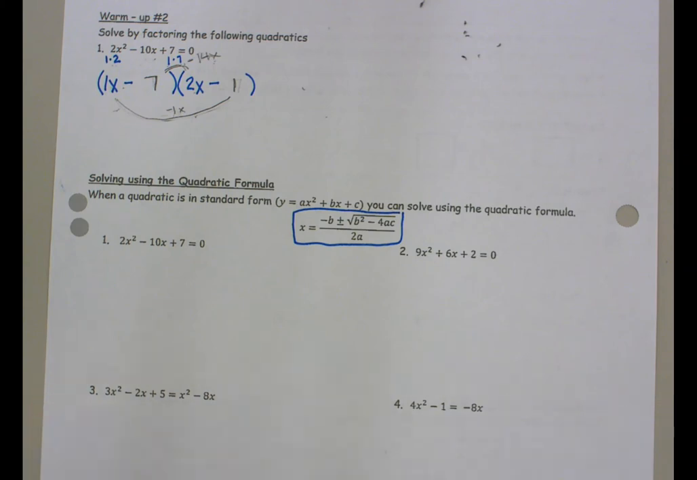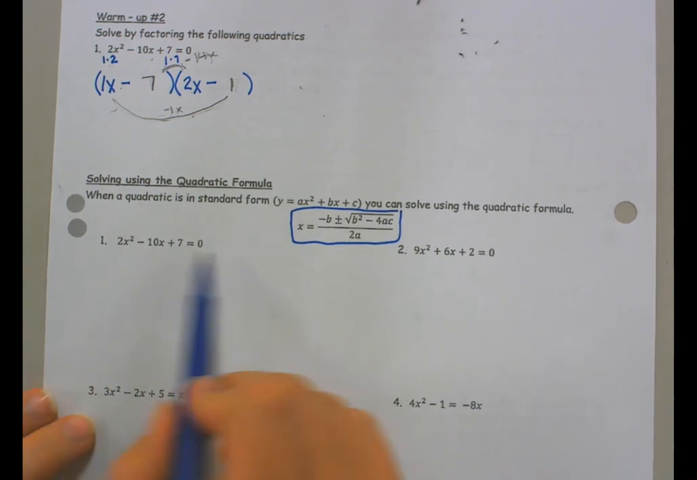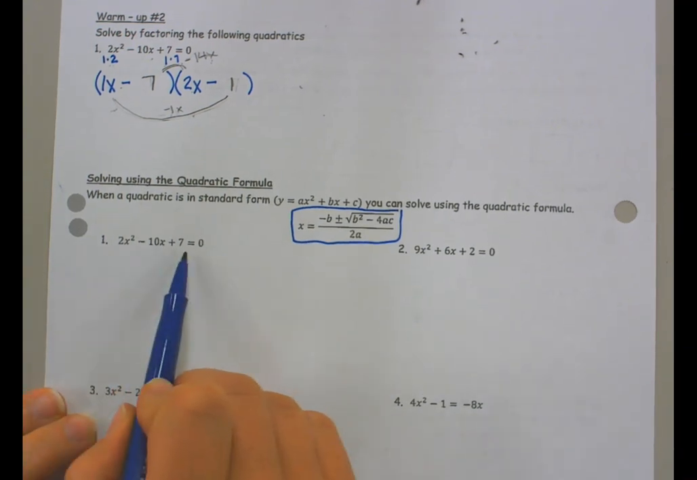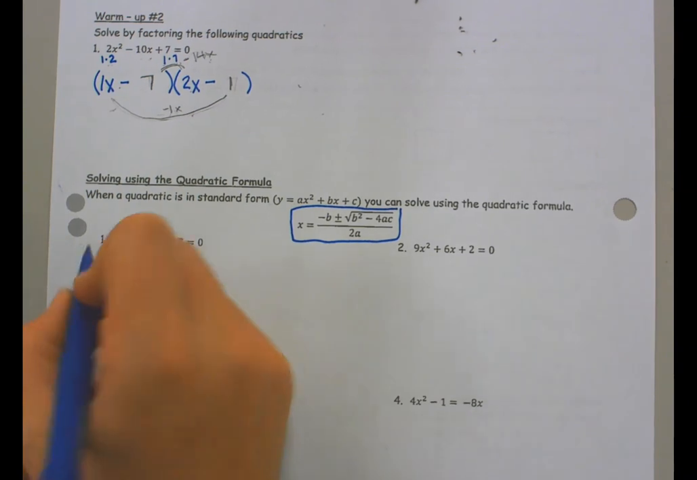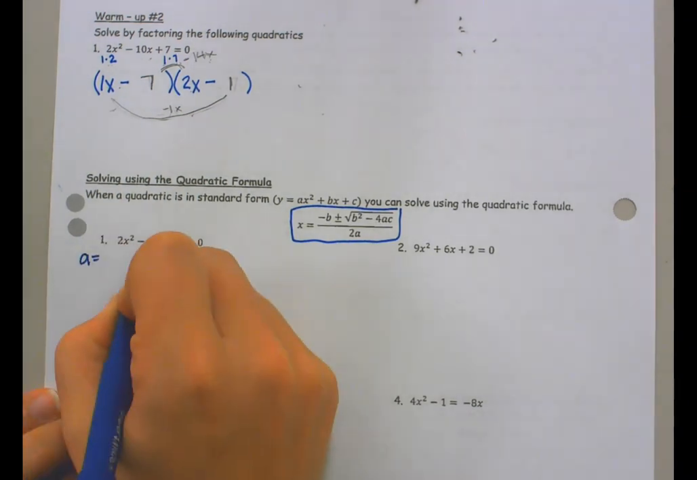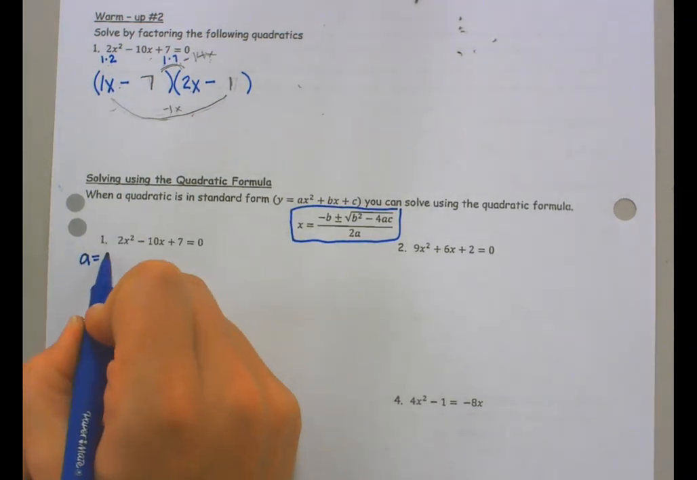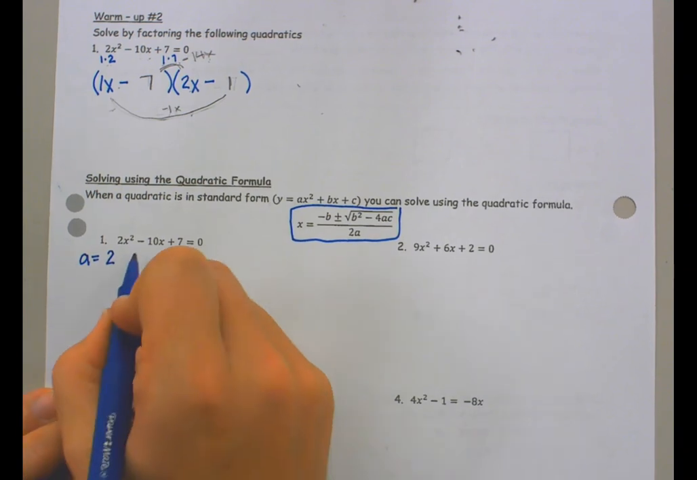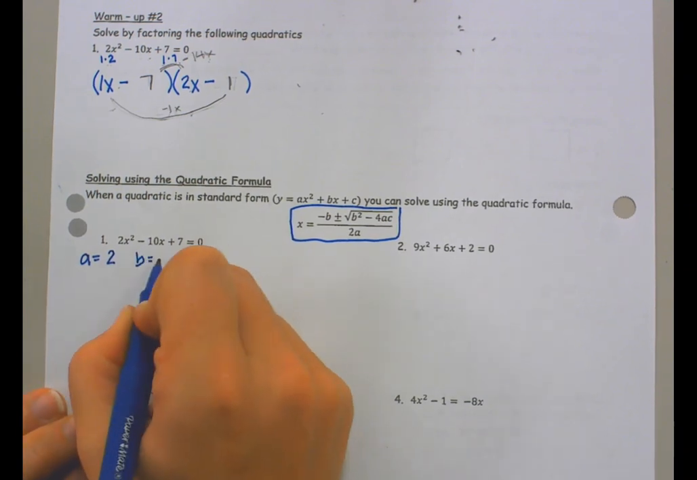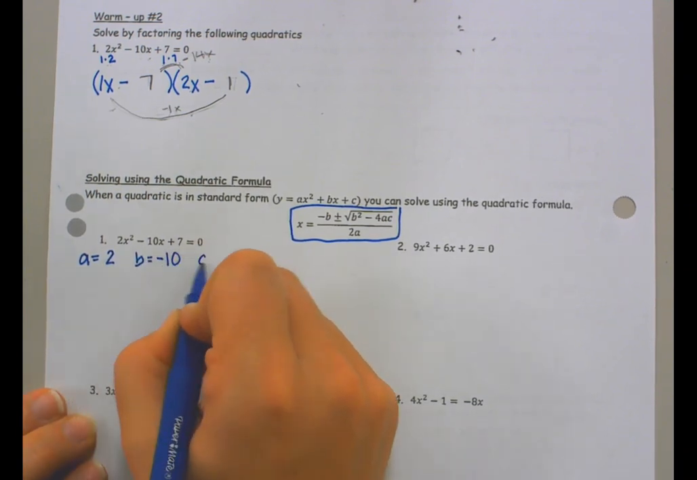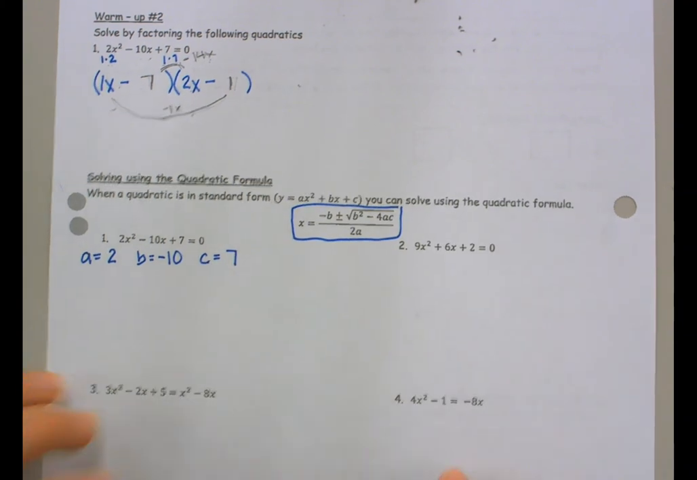So for instance, if we look at number 1, it is already in standard form. I have x squared, x, and my constant. So then I can define what a, b, and c are. A is the number in front of x squared, so a would be 2. B is the number in front of our x term, so b would be negative 10. And then c is our constant, so c is 7.